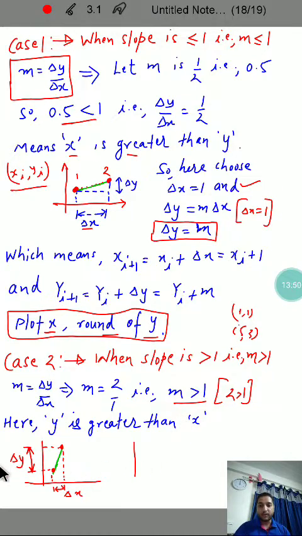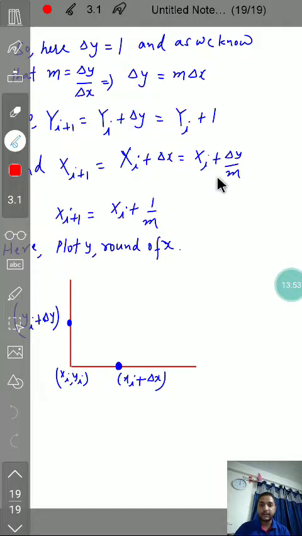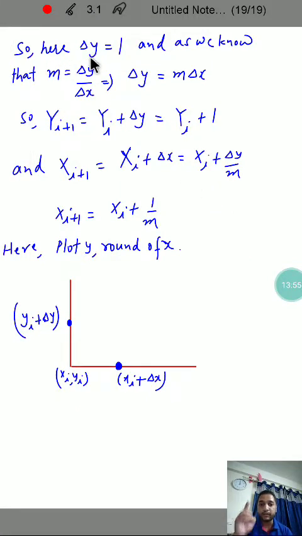So in that case, now what will happen? In that case, you can see in this slide here delta y will be 1. You will have to take a unit increment now in y direction, that is delta y will become 1. And as we know that slope is delta y by delta x, that is delta y is m delta x, as we know. So yi plus 1 now here will become yi plus delta y, that is yi plus 1 because delta y is 1. And xi plus 1 will become xi plus delta x, and xi plus delta x is how much? Delta x, as you know that delta x will be from here, delta x will be delta y by m.